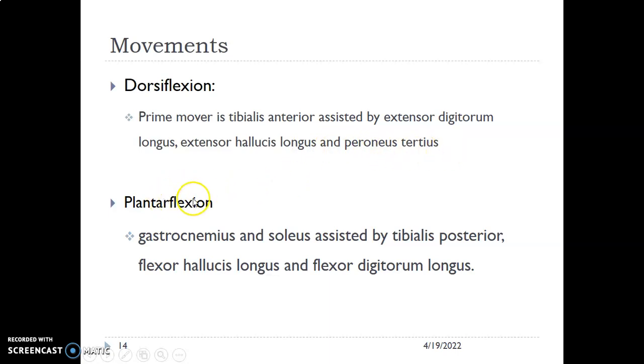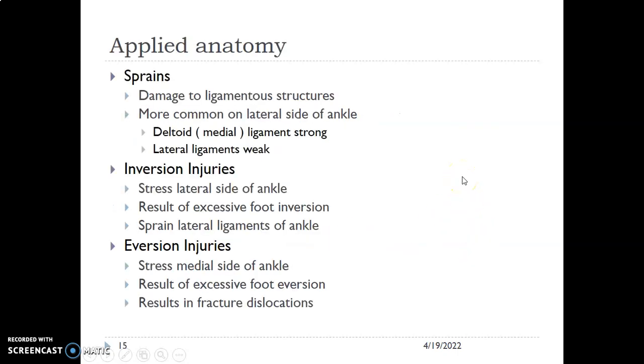Another movement at the ankle is plantar flexion, which is mainly by the triceps surae, the gastrocnemius and soleus, but is also assisted by tibialis posterior, flexor hallucis longus, and flexor digitorum longus. So plantar flexion is mainly by muscles in the superficial part of the posterior compartment of the leg, but can be assisted by the muscles in the deep part of the posterior compartment.